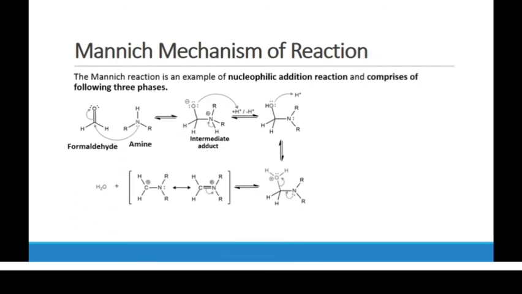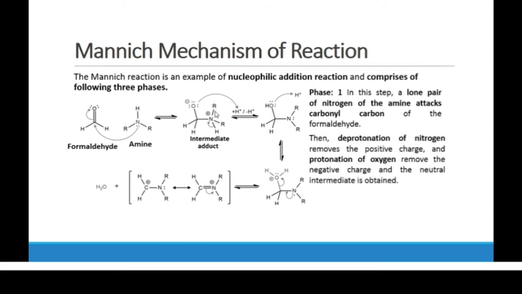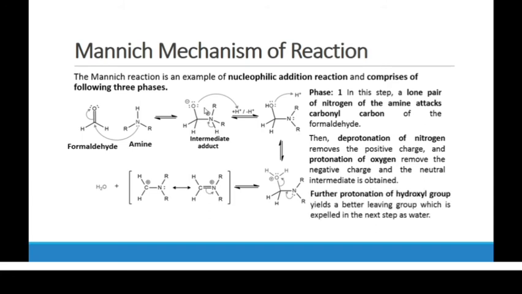Now we will start with the mechanism. It comprises three phases. So we have formaldehyde and amine. Then we have an intermediate product, an adduct, as these two combine. So the lone pair of nitrogen attacks the carbonyl carbon of formaldehyde. Then we have the intermediate adduct, and then we have deprotonation of nitrogen. This hydrogen we remove, and at the same time we have protonation of the hydroxyl group.